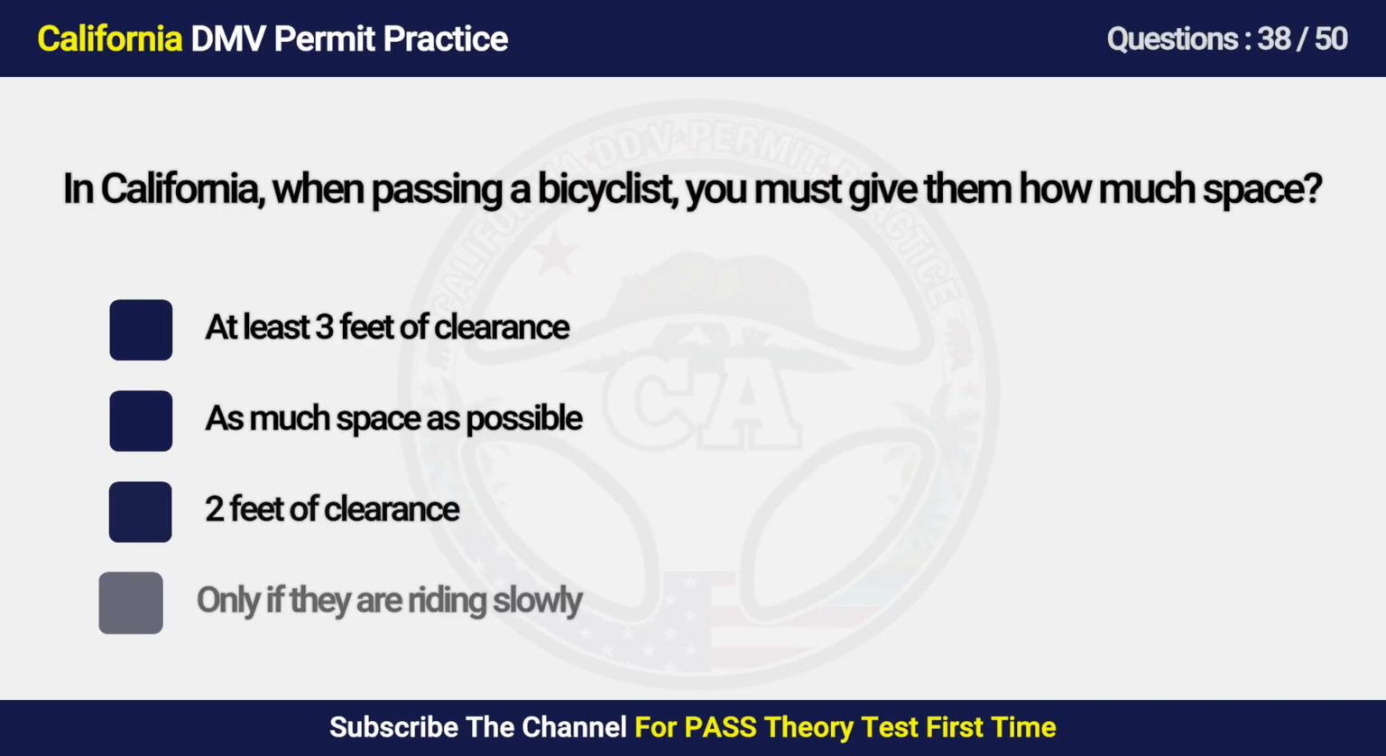Question 38. In California, when passing a bicyclist, you must give them how much space? A, at least 3 feet of clearance. B, as much space as possible. C, 2 feet of clearance. D, only if they are riding slowly.